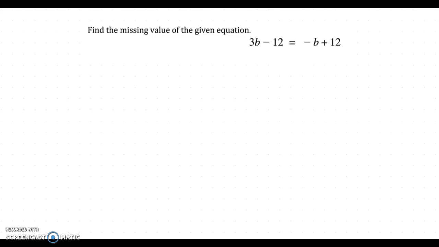In this video, we're going to go through Learning Target 1.2.1, which talks about solving equations. So this question says to find the missing value of the given equation. All that means is solve for whatever variable is there.